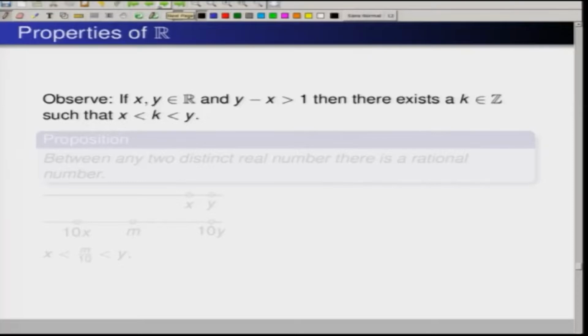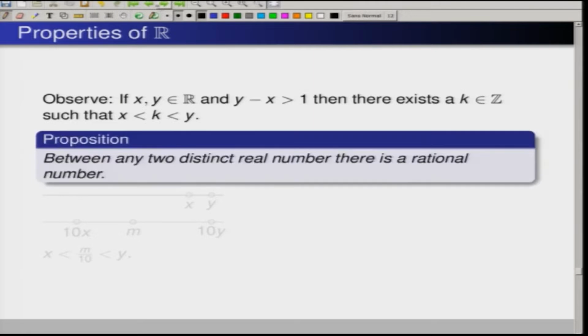Okay, so we are going to discuss some more properties of the set of reals. One thing you can notice is that if we have two real numbers x and y that are far apart, such that y minus x is strictly bigger than 1, then there exists an integer k which lies between x and y, x less than k less than y. So, we can say that between any two distinct real numbers there is a rational number.